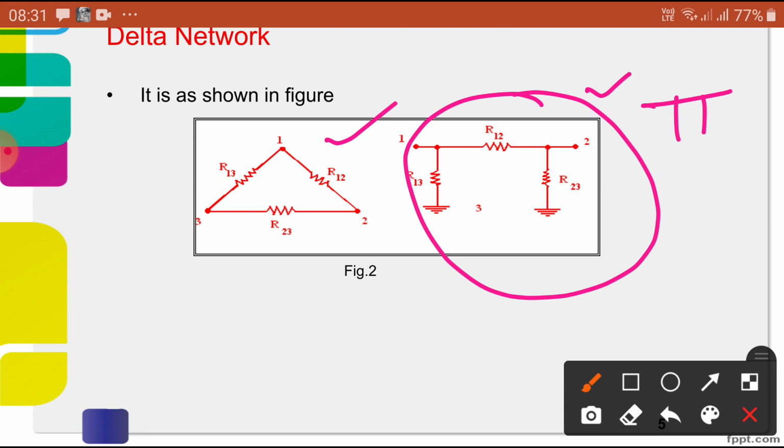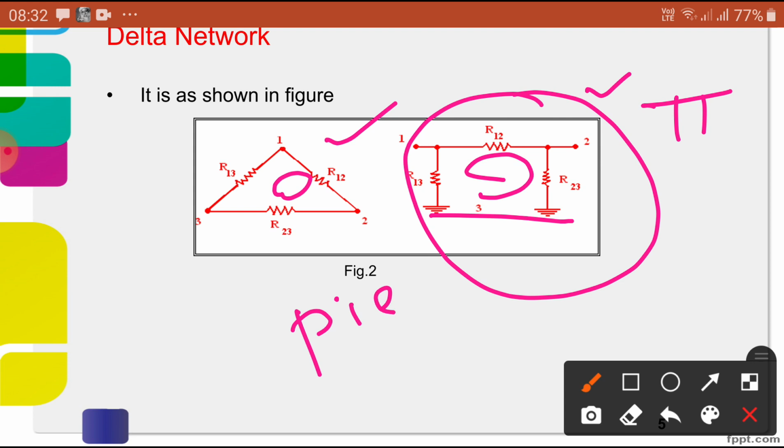If the dissimilar ends of three resistors, that is the starting of one and the ending of another, are connected together, then it is called a delta connection. It is a closed circuit. You can observe here, this is a closed circuit, just like a mesh. It is also called a mesh connection, or the pi, 22/7 connection, because of its shape.